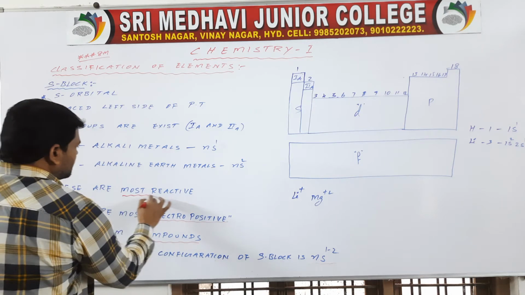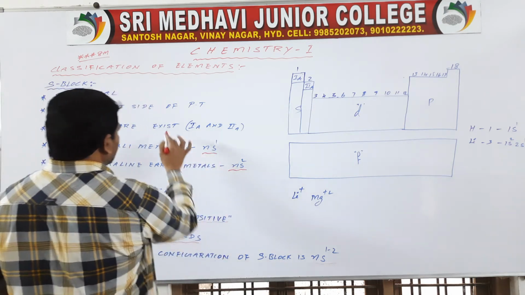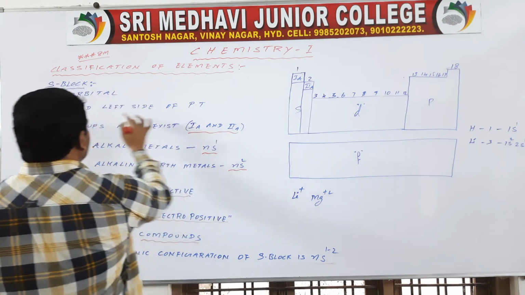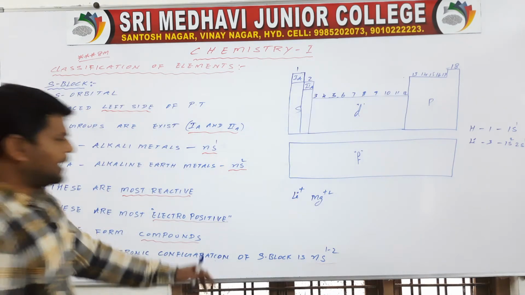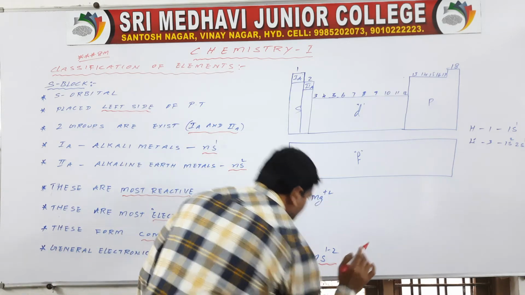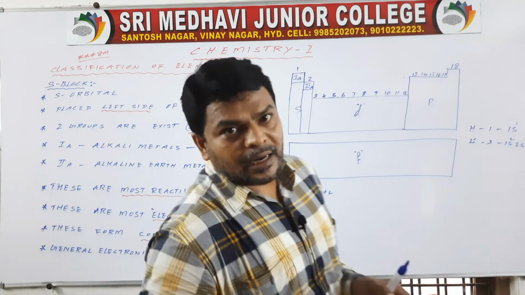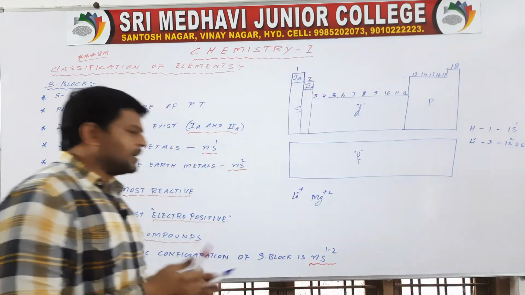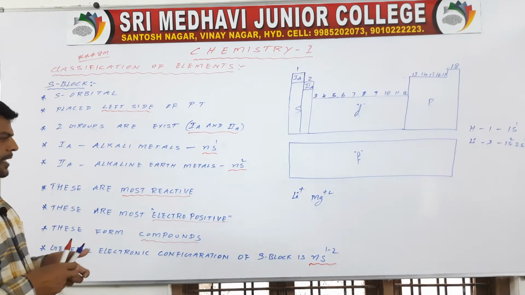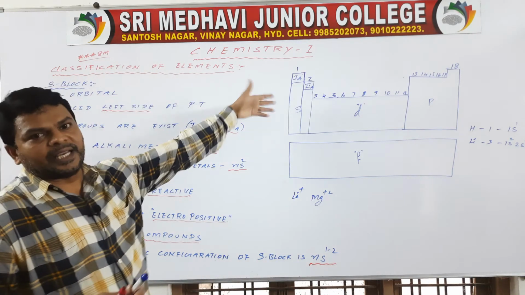So most reactive, ns1, ns2, and only two groups exist. It is on the left side of the periodic table. And here the general electron configuration is ns1-2, meaning the s orbital contains 1 to 2 electrons. That is nothing but the general electronic configuration. Okay, so this is the way we may discuss s block.